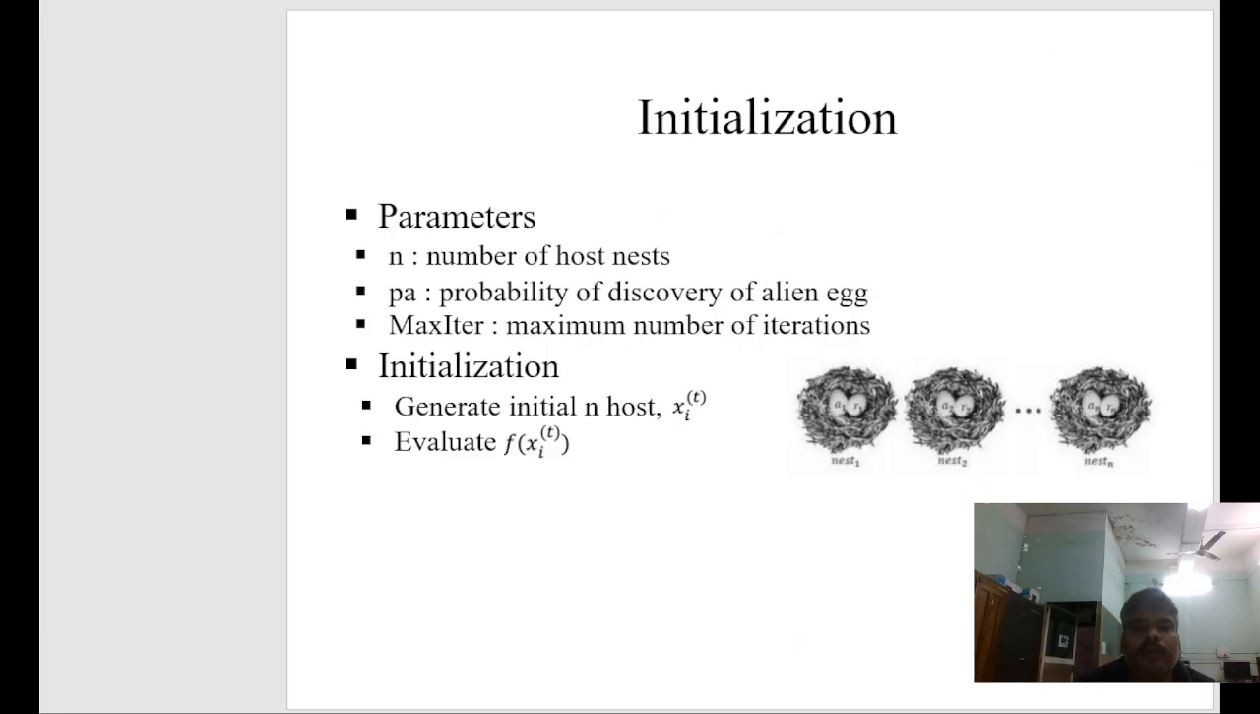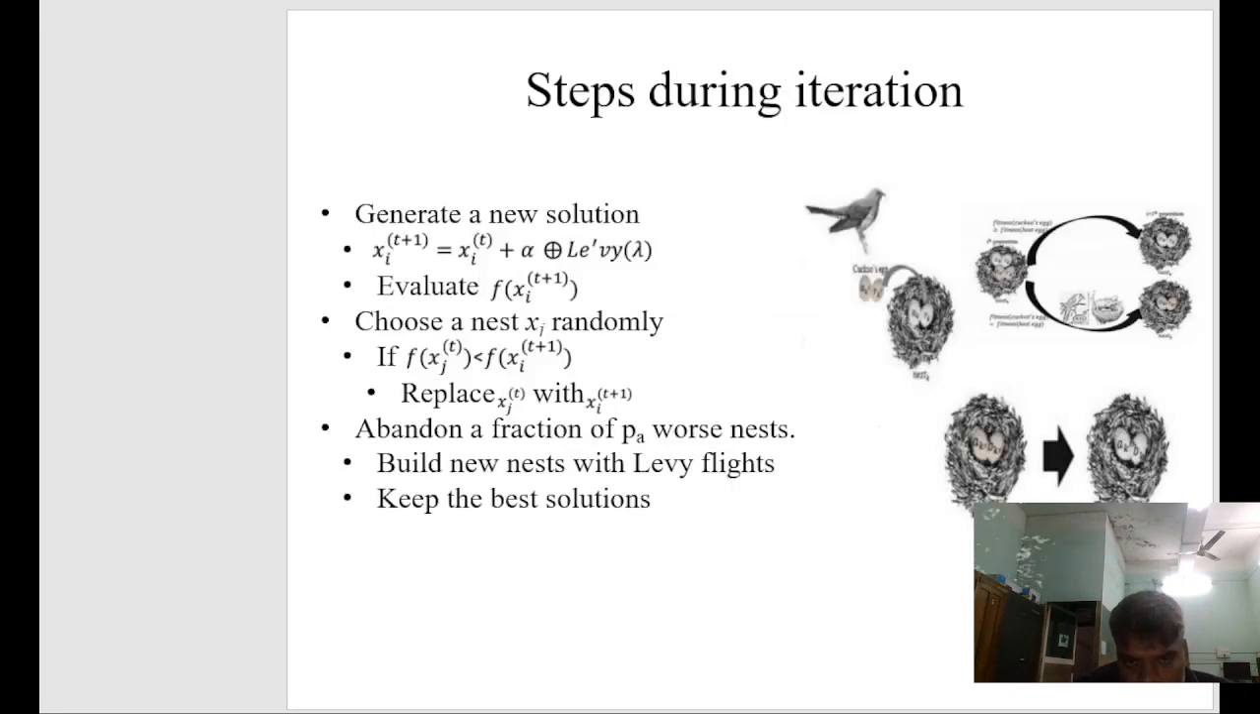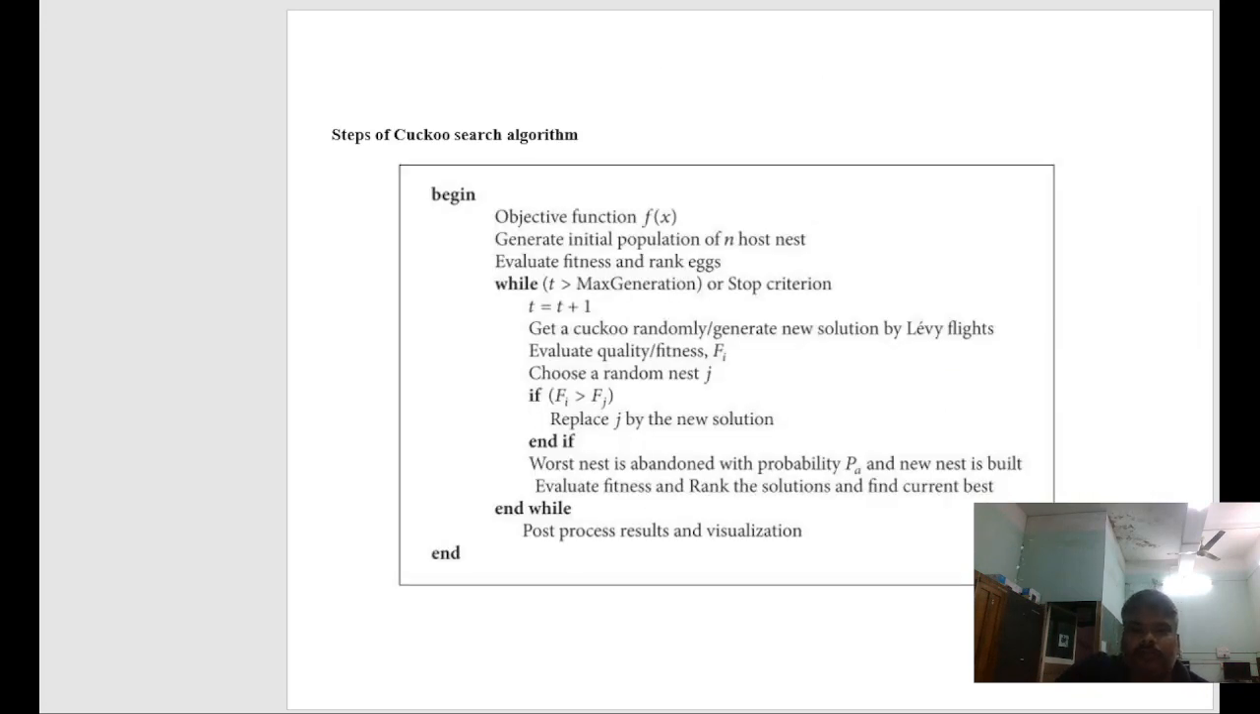The inputs are n, the number of host nests, the probability of discovering an alien egg, and the maximum number of iterations. Initialization: generate n initial hosts, evaluate. Steps during iteration: generate a new solution, evaluate, choose a nest randomly, replace xi with xi(t+1), abandon a fraction Pa of the worst nests, build new nests with Levy flight, keep the best solution.